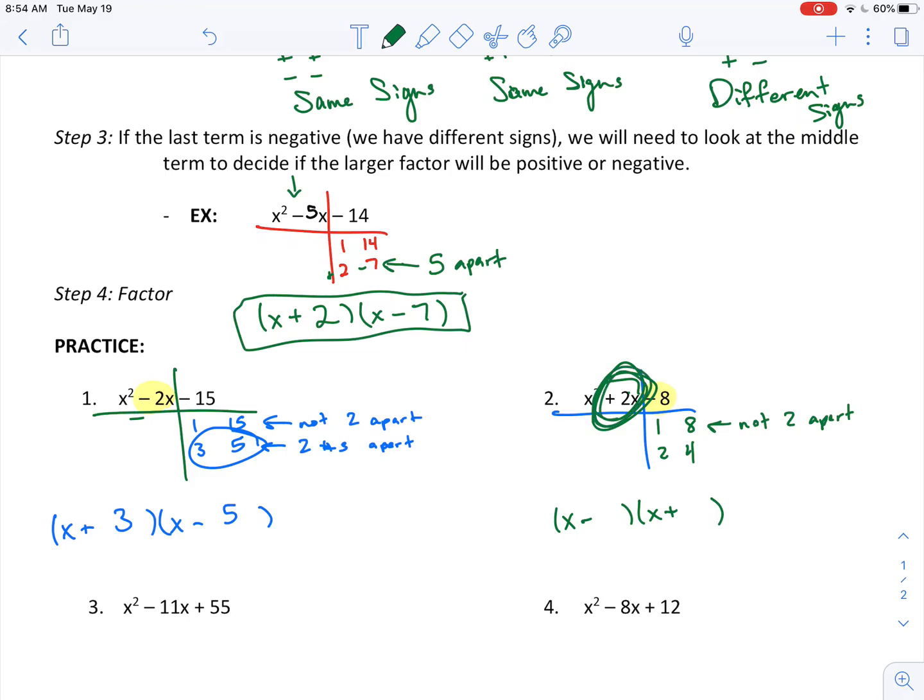And if I want more positives than negatives, because that middle term is positive, I'll put my bigger number in the positive spot and my smaller number in the negative spot. So I'd like you guys to pause the video here and try these last 2. And I'll write out the answers down below.